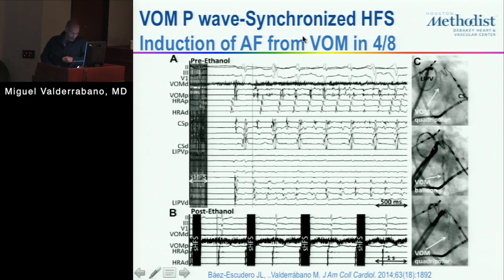Well, we did this. It was very complex to set up because we needed 2 sets of stimulators and it was a pain. We did it in 8 patients, and in 4 of them, we induced AFib, but pay attention to how we induced it.